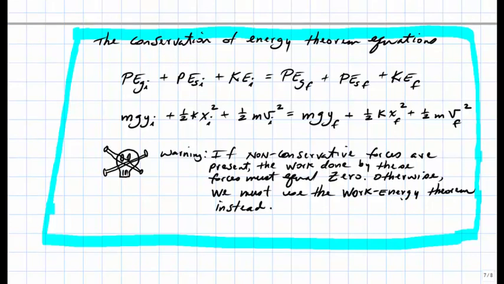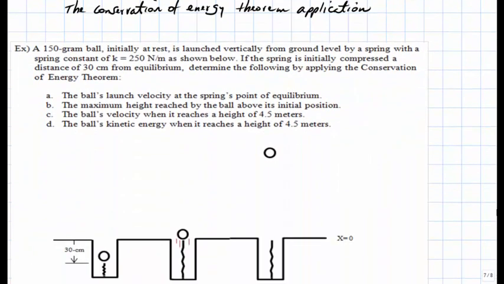We will now introduce an application of the conservation of energy theorem. In this example, a 150-gram ball, initially at rest, is launched vertically from ground level by a spring with a spring constant of K equals 250 newtons per meter, as shown below. If the spring is initially compressed a distance of 30 centimeters from equilibrium, determine the following by applying the conservation of energy theorem. And in part A, we would like to determine the ball's launch velocity at the spring's point of equilibrium.